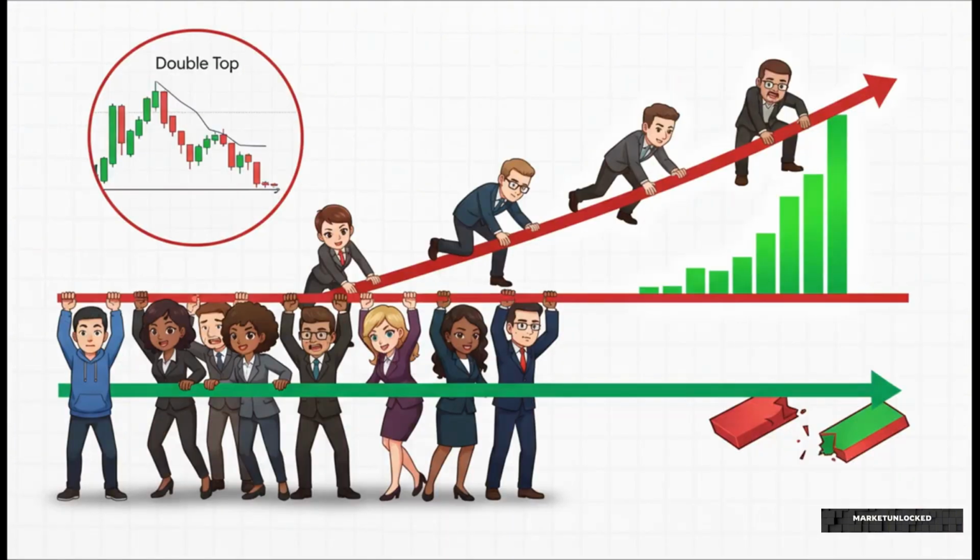So, let's just do a super quick recap. The key takeaways. Support is the floor. That's where the buyers are strong. Resistance is the ceiling. That's where sellers take over. Those chart patterns we talked about, they signal the strength of those levels. Volume confirms everything, especially breakouts. And don't forget that powerful idea that old ceilings can become new floors.